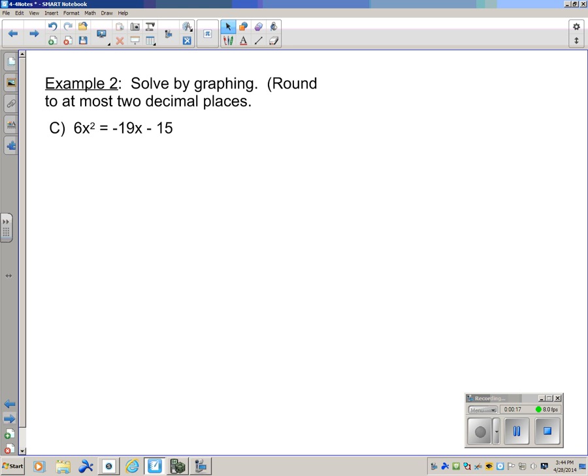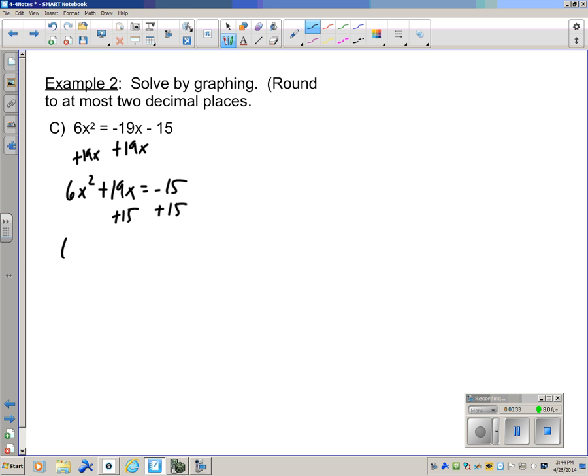So move everything over on the left-hand side. So I'm going to add 19x, add 19x. They're not like terms, so I just have to write them down. I'm going to bring -15 over, so I'm going to add 15 to both sides. Then I get 6x squared plus 19x plus 15 equals 0. Now I can plug that into my graphing calculator there.